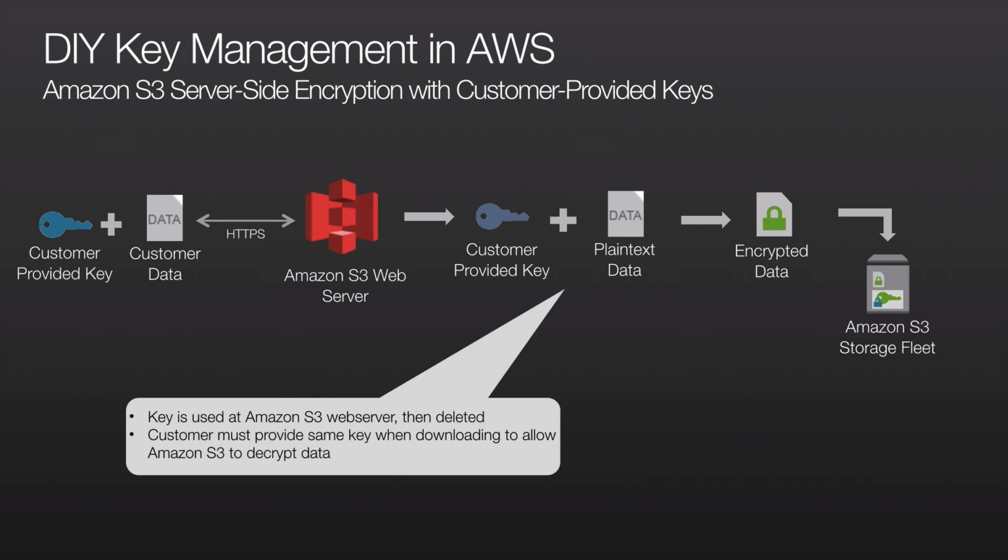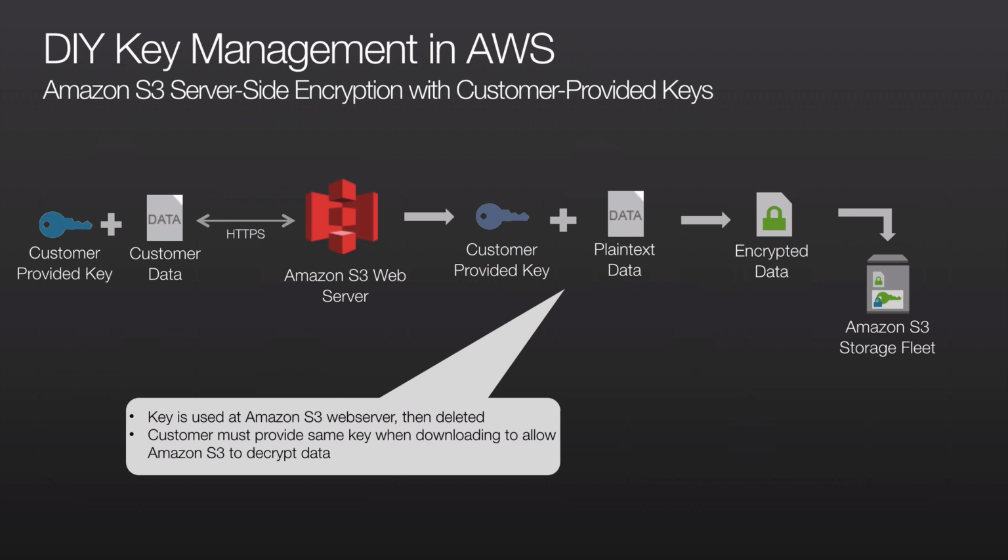There's also an option for server-side encryption using customer-provided keys. And in this scenario, you provide a key at the same time as you provide the data that you want to put into S3. In this example, you can see here, the key is then used at the Amazon S3 web server to encrypt the data. It's then deleted, and you must provide the same key when downloading the data in order to allow Amazon S3 to decrypt it.